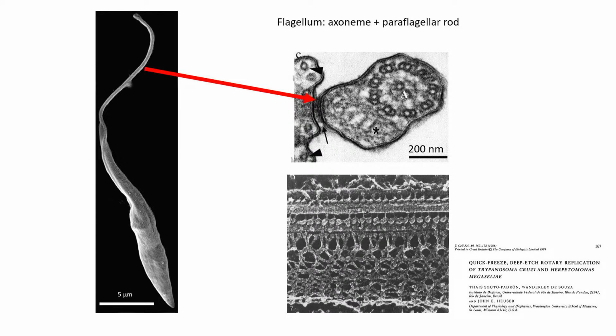Here, for example, they have only one flagellum. They have the normal 9+2 axoneme, but some of them have a cytoskeletal structure associated to the axoneme that is called the paraflagellar rod. So here we have a quick-freeze deep etching made by Professor Thaïs Souto-Padrón, Wanderley de Souza, and John. You can see here the axoneme, and below you can see the fibers that make up this paraflagellar rod.